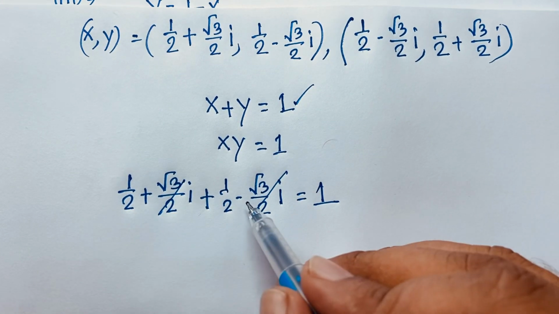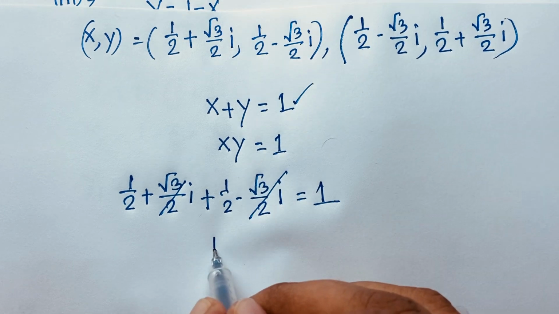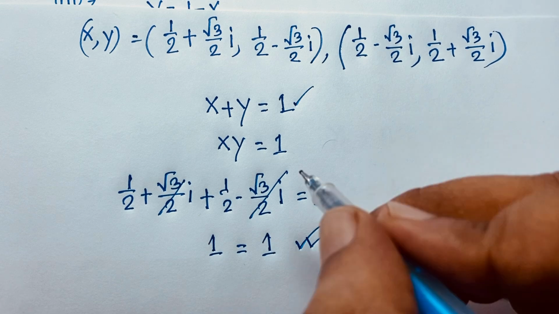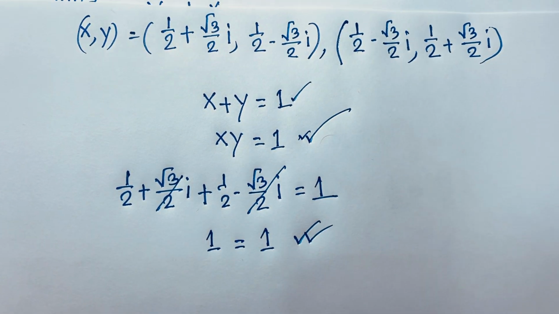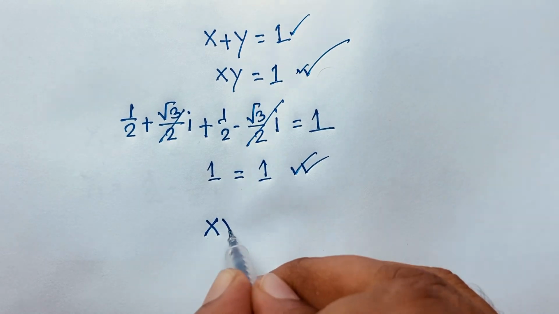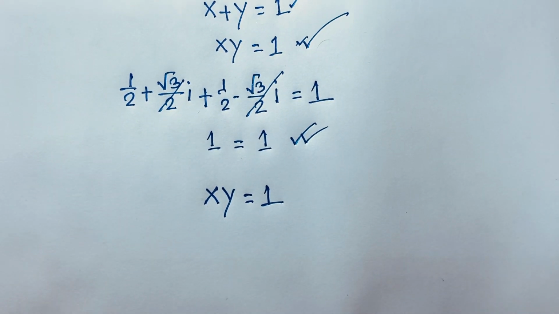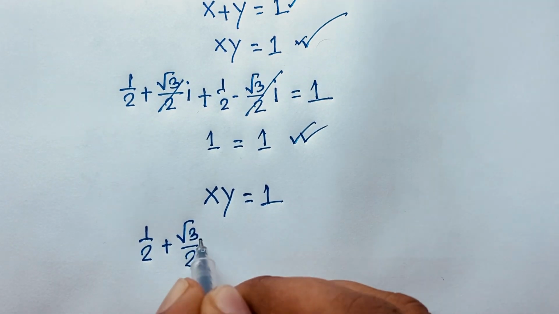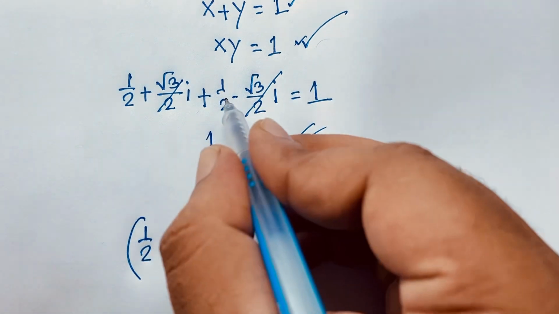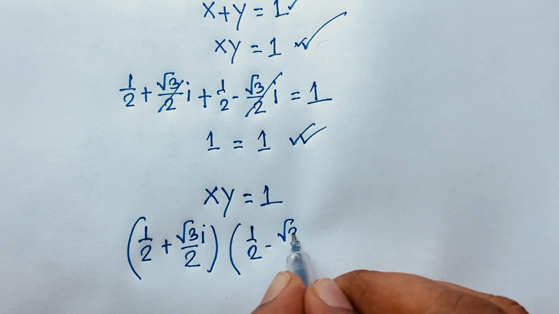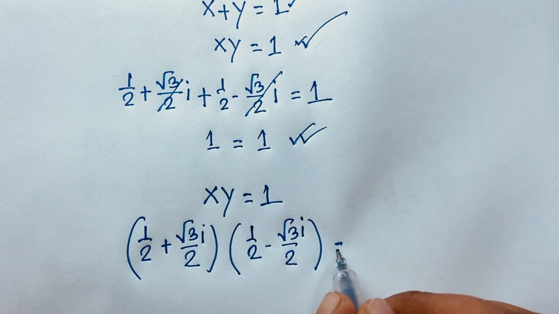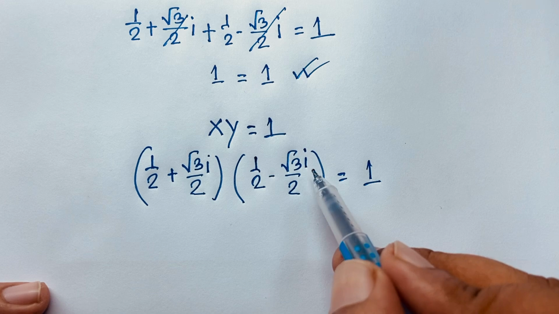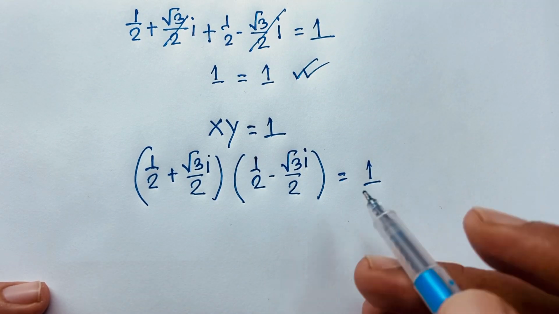Because this is positive and this is negative, half plus half will be 1 is equal to 1. So you can say the left hand side and right hand side are equal. For the other expression, x plus y is equal to 1, so you can say xy is equal to 1. Now here x will be 1 over 2 plus square root 3 over 2i, and here y is equal to 1 over 2 minus square root 3 over 2i, and it will be equal to 1. So you can easily see a plus b, a minus b, so know that a plus b times a minus b will be a square minus b square.